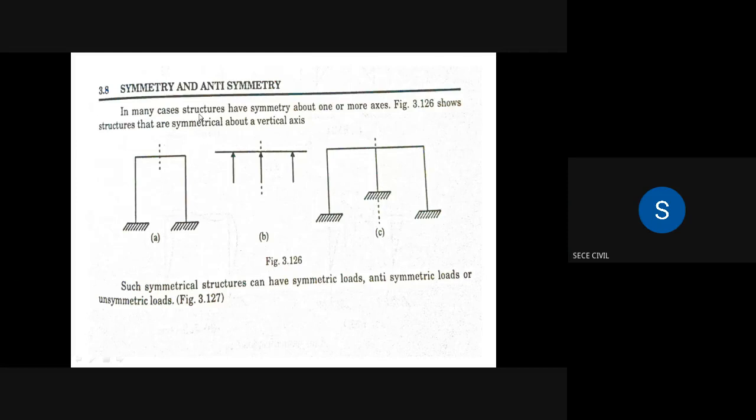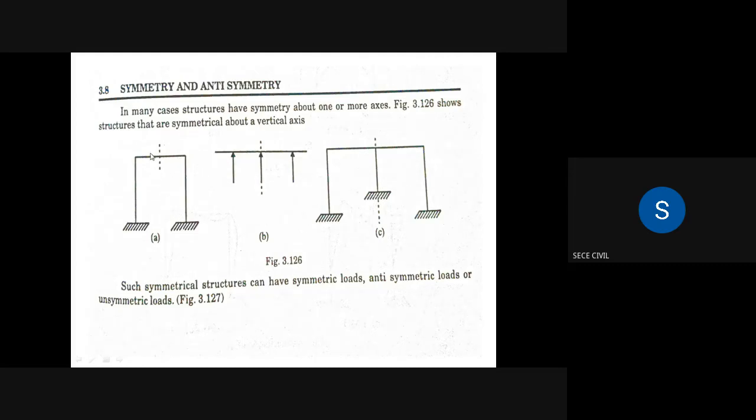So, symmetry and anti-symmetry in frames. You can see figure A. Figure A is a frame only, with support A and support D, so A, B, C, D. Both the end supports A and D are fixed, and all the members are of equal length, for example 3 meter, 3 meter, 3 meter.